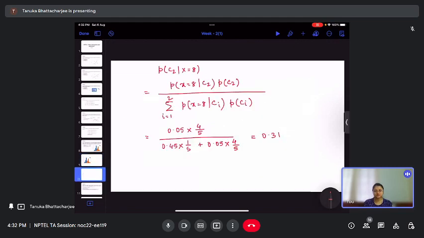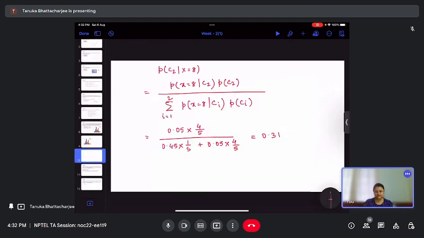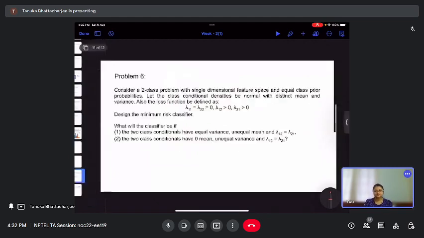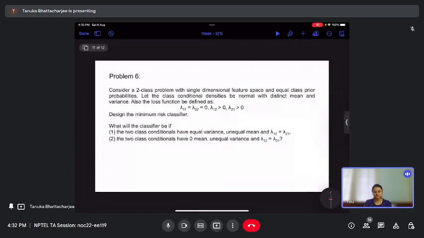I hope this is clear. Then I will move on to the next problem. Okay. So here we are given that we have to consider again our two class problem with the single dimensional feature space.